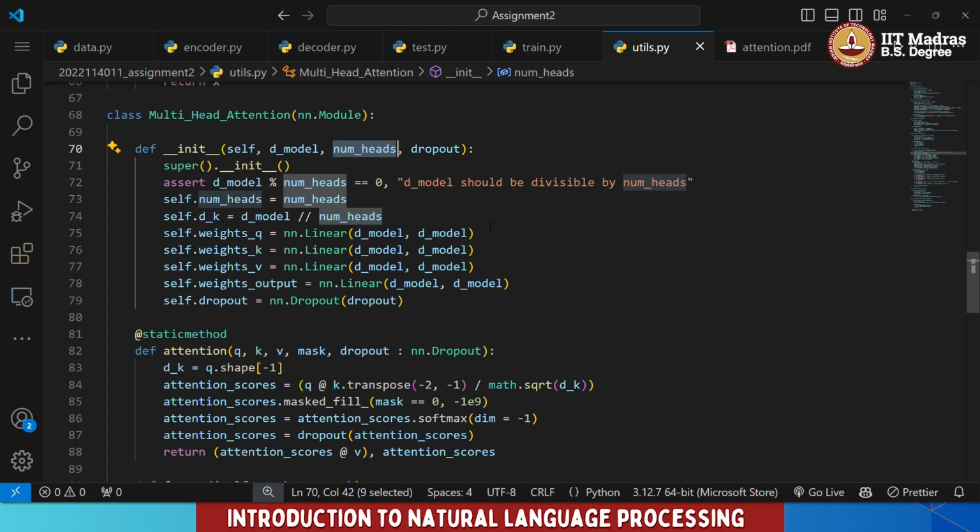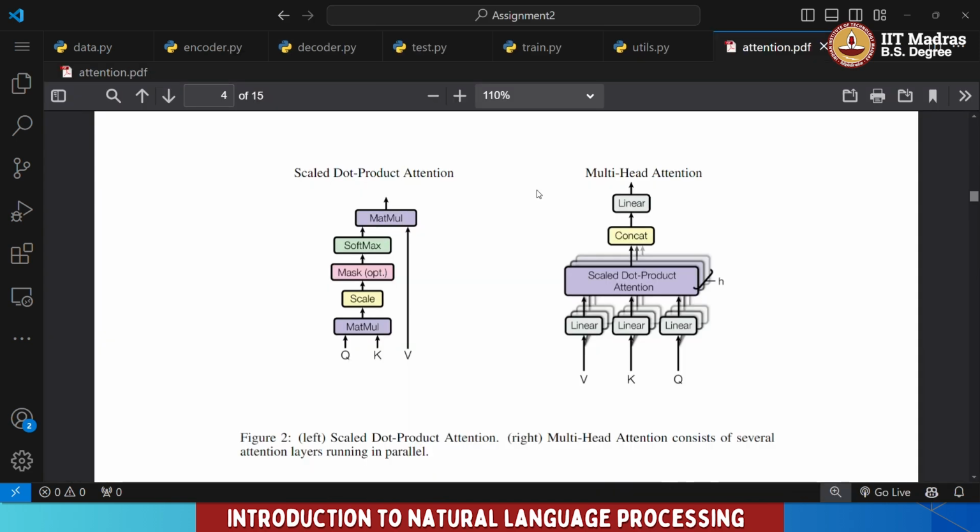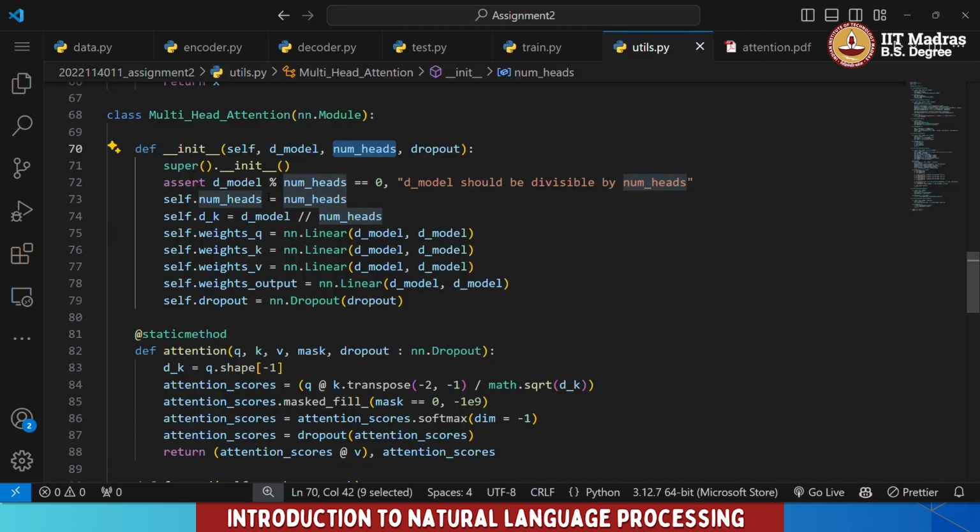Since this is multi-head attention, you might already be aware of the concept of what different heads in attention are. This H is the number of heads that we use. Now, one small caveat: this D model should be divisible by the number of heads. So if the dimension of your model is 10 and the number of heads is 2, that is valid. But with D model 10, you cannot have the number of heads as 3, because 10 cannot be divisible by 3.